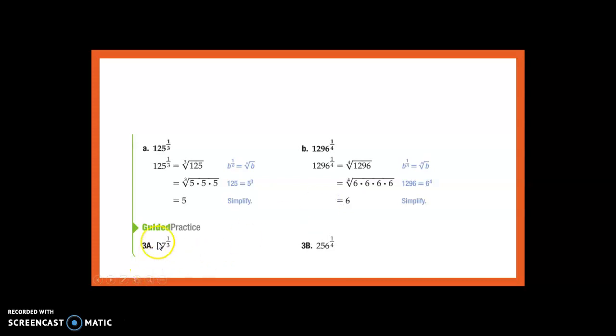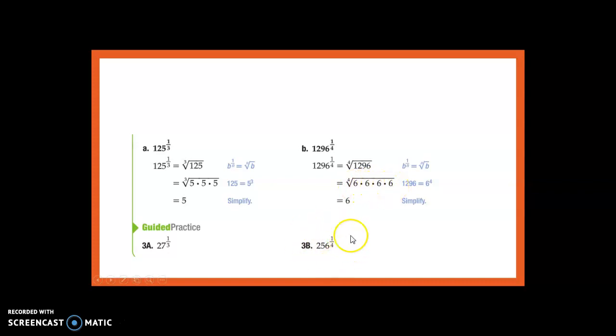All right. So if we look at these, this is the same idea. They're essentially starting with a rational exponent, and they're turning it into a radical expression. So 125 to the 1/3 power is actually the cube root of 125, which ends up being 5. Okay, 1,296, the fourth root. So I'm looking for a number I'd multiply by itself 4 times. That happens to be 6. 6 times 6 times 6 times 6.